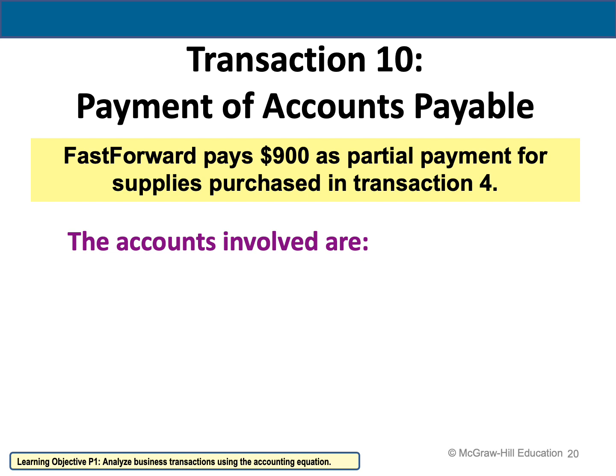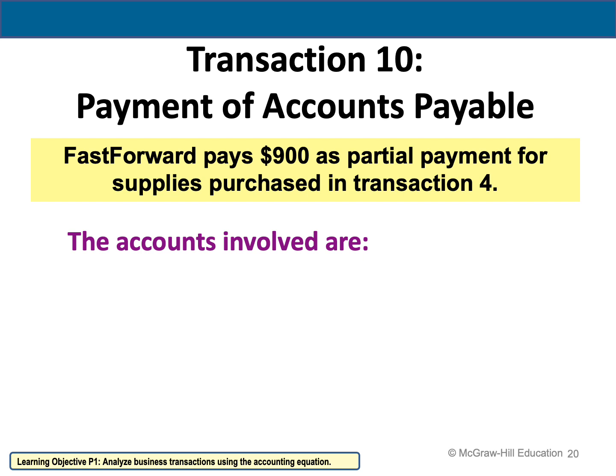Fast forward, they pay 900 as a partial payment of supplies purchased in transaction 4. So let's go to transaction 4. What happened in transaction 4? If you can remember, or you can go back to transaction 4, we already analyzed the transaction: the company purchased supplies for 7,100 on credit. Since the company is purchasing supplies, we said that the supplies is going to increase. And since the company purchased the supplies on credit, the company now has a liability to pay back the money to the seller.